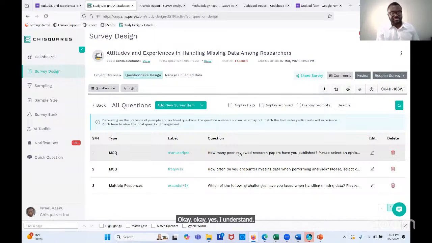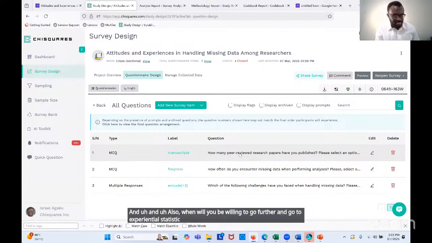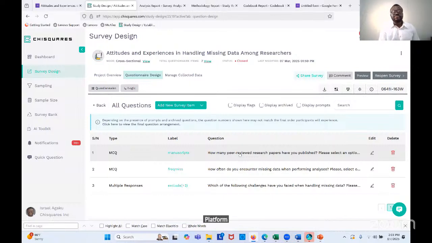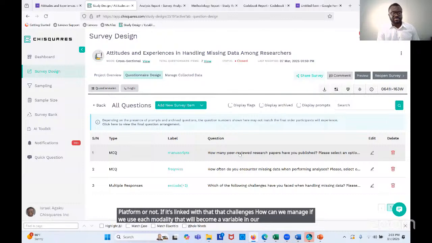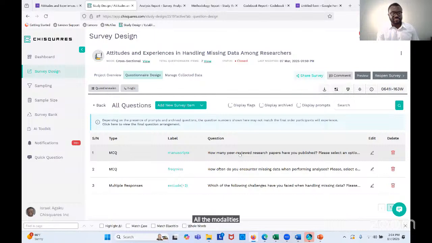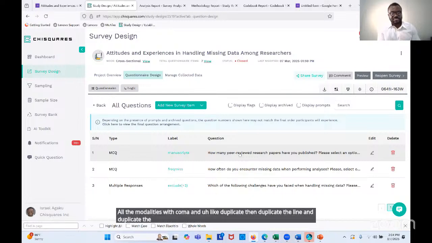And also, when we are willing to go further to inferential statistics, for instance, if we want to know, for the challenges that the person faces, whether he used the Chi-Square platform or not, if it's linked with those challenges, how can we manage it? Will each modality become a variable in our data set to do the Chi-Square test, or do we use the variable that keeps all the modalities with commas, and duplicate the line and the modality that corresponds to that, for the Chi-Square test?